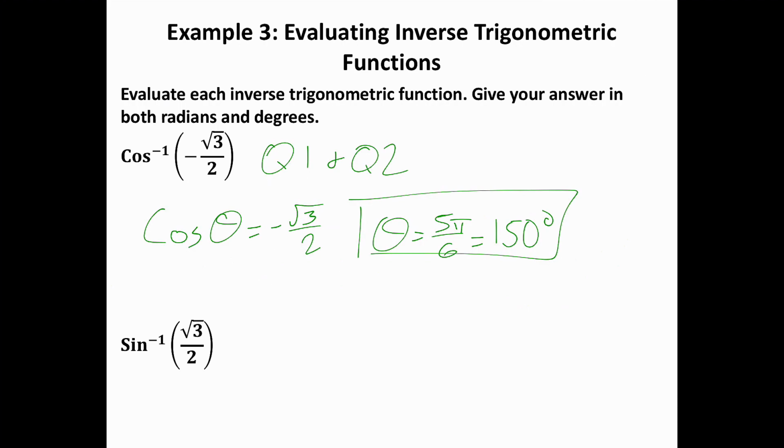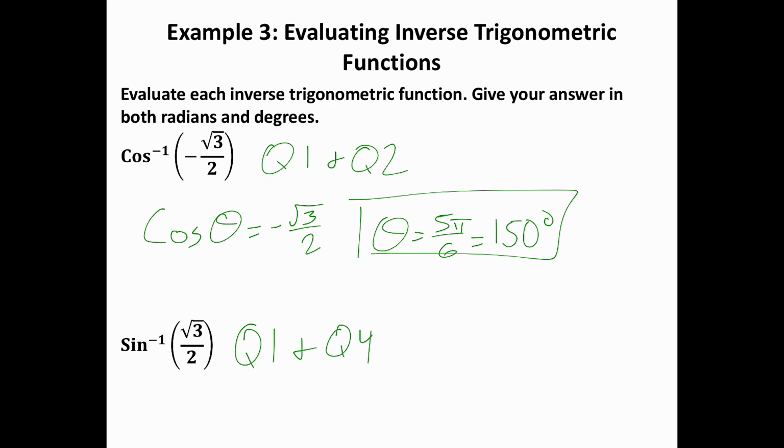I want you to take a moment, think about what quadrants you're supposed to be looking in for the inverse sine, and then go look at the unit circle and figure it out. Okay, you paused it. You're back. Cool. So in the inverse sine with a capital S, we're looking in quadrants 1 and 4.